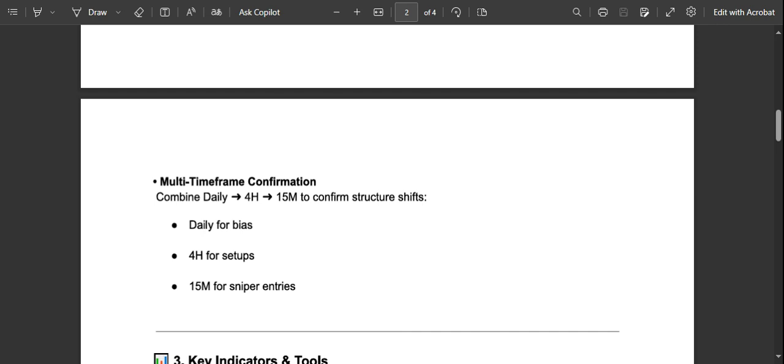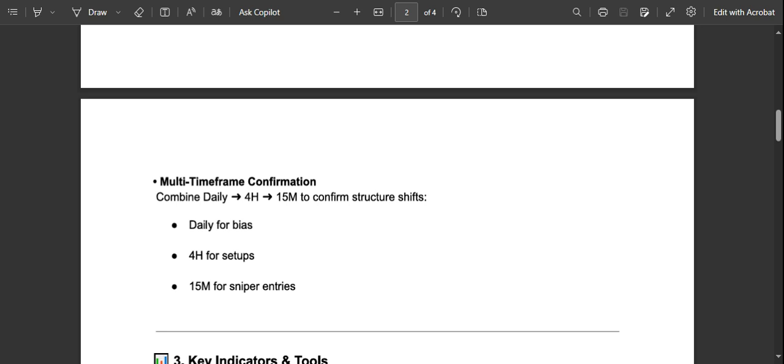So in the multi-time frame confirmation under this strategy, that is the quarterly theory, it says you have to combine the daily, the 4 hour, and the 15 minute time frame to confirm a structural shift. In a nutshell, we need to adjust our focus from the daily to the 4 hour and the 15 minute time frame. It didn't say 5 minutes, it didn't say 30 minutes, and we also didn't say 1 hour.